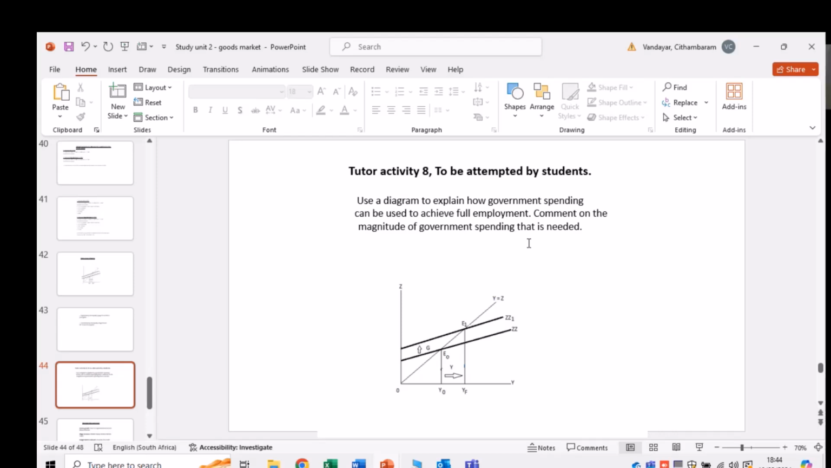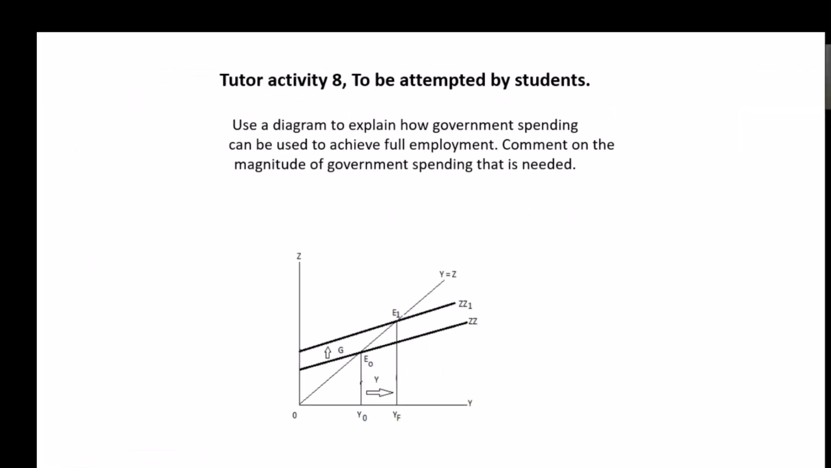The diagram that I get is on the screen now. You want to comment on that? So there's an increase in government spending. The economy moves from output level Y0 to YF. And at YF, we find that our resources are fully employed and we have full employment. The equivalent point is E1. Use the diagram to explain how government spending can be used to achieve full employment.